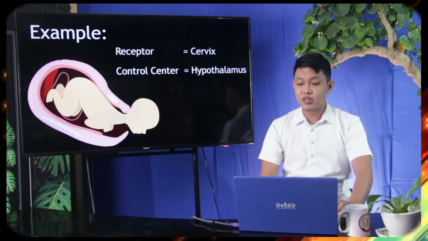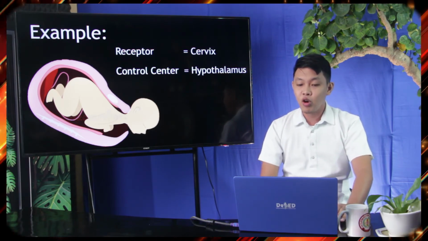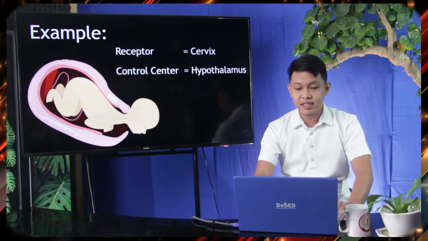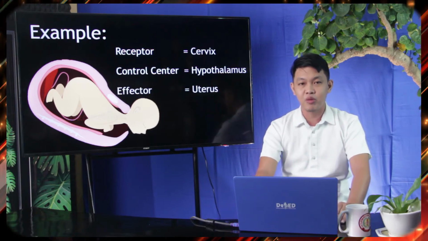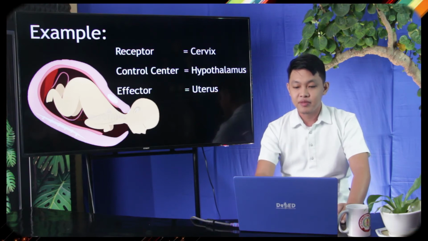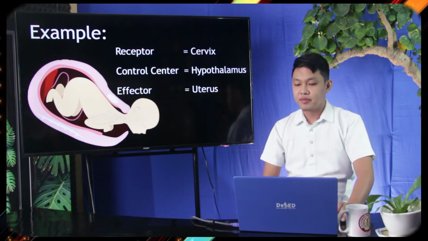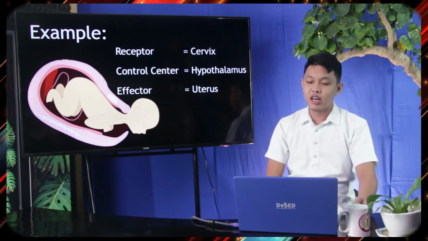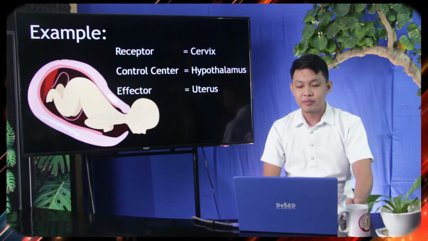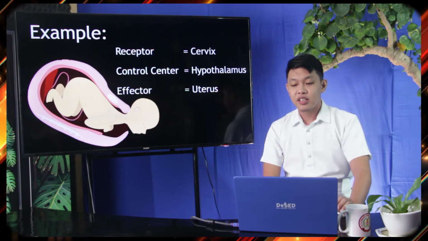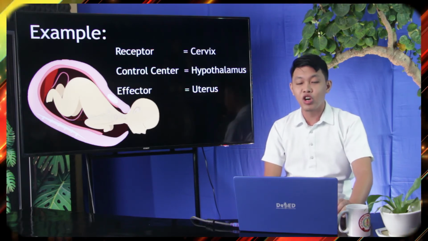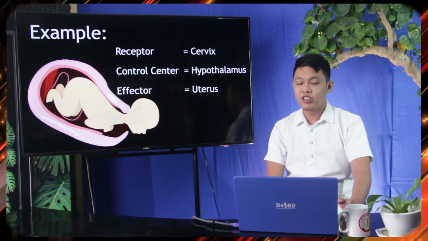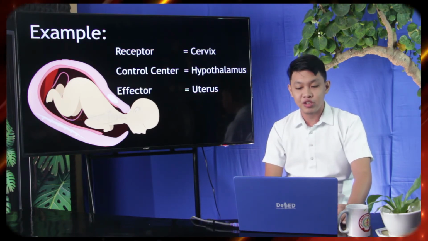The hypothalamus releases oxytocin, a hormone that instructs the uterus to contract. For this example, the uterus will be our effector or the reactor. The cycle continues and intensifies until the baby is out of the mother's body. In shorter words, the receptor is the cervix, the control center is the hypothalamus, and the effector or the reactor is the uterus.